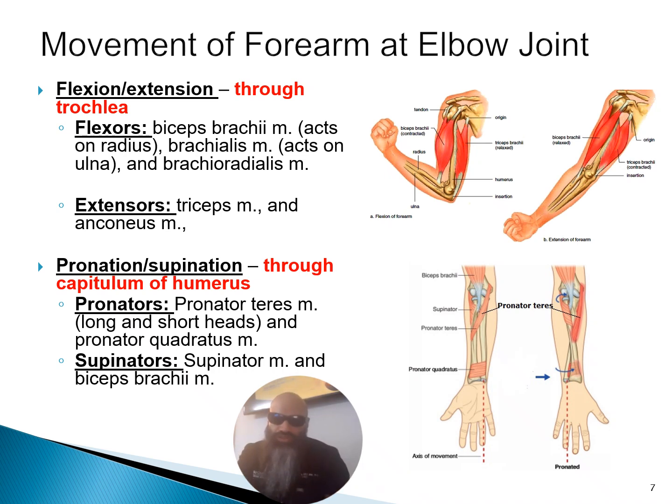So know which ones flex, which ones extend. Your anconeus muscle as well. It's all in there. I can't see it very well, but it's all in there. Pronation, supination through the capitulum of the humerus. Notice that they're in red. So what do you guys think? You should know that? Yeah, probably.